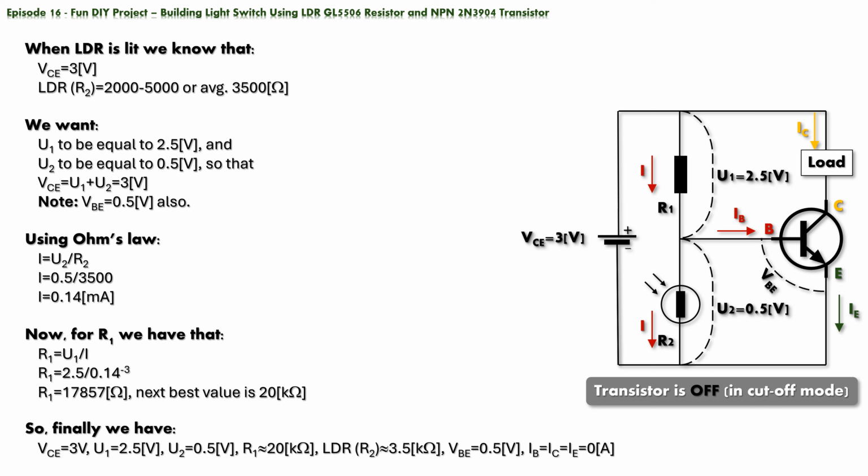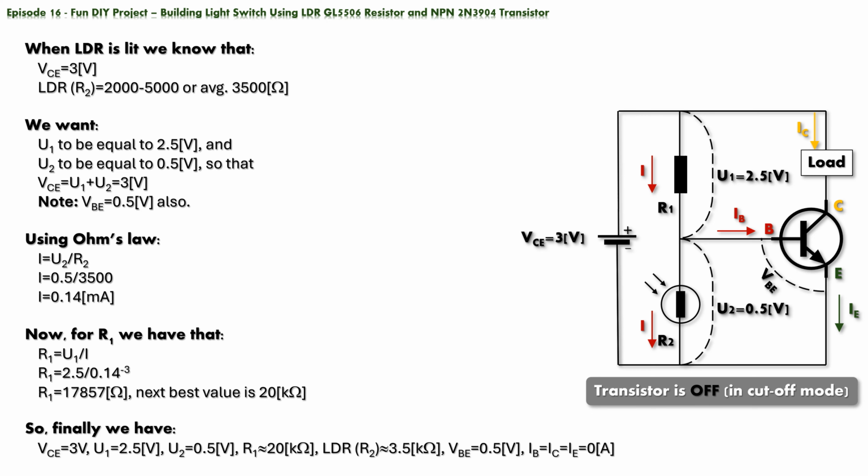Now, it is a simple matter of calculating the resistance for resistor R1. We know that the current running through R1 is the same as the current running through R2, and that is 0.14 milliamperes. We want the voltage drop across R1 to be 2.5 volts, so when we plug the numbers into the equation, we get a value of approximately 18 kiloohms for resistor R1. Since this is not a standard value for a resistor, we can choose the next best upper value, and that is 20 kiloohms. Now, we have values for all of the components in our circuit.